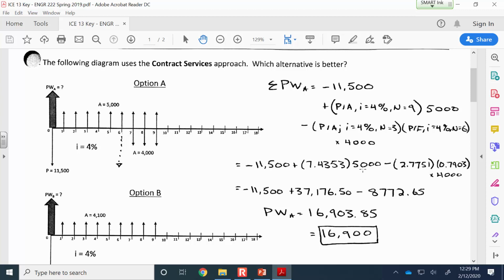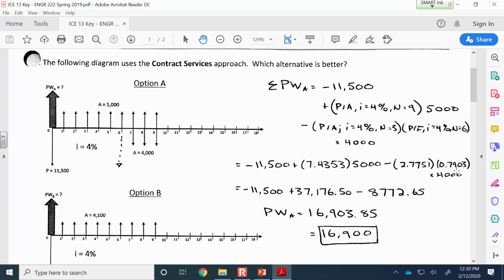So in the end, if you keep all the precision in your calculator till the very end, you're going to get 16,903.85. But you'll notice that I rounded the number to 16,900. Now the reason for that is with the factors that we've got, that's all the accuracy that we can predict, since one of these factors was only 4 digits long.